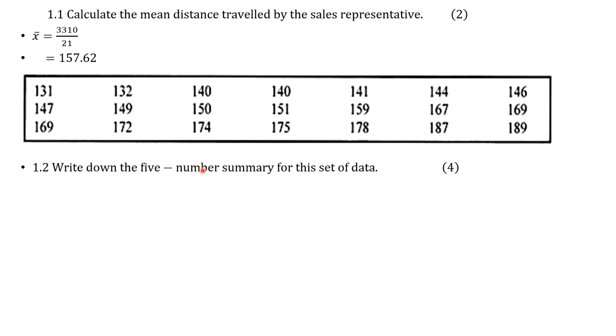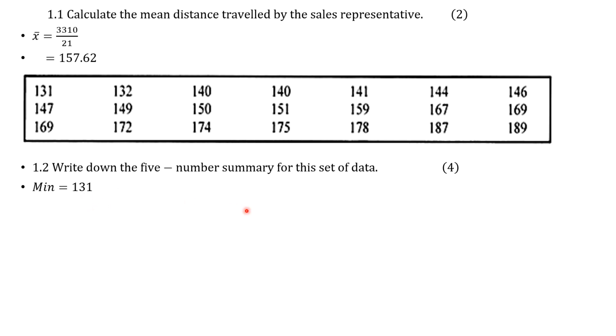Then write down the 5-number summary for the set of data. So for those of you who forgot, 5-number summary requires minimum, right? It requires quartile 1, quartile 2, quartile 3, and then a maximum. Alright, so for minimum, as you can see there, smallest value 131. So my minimum is 131.